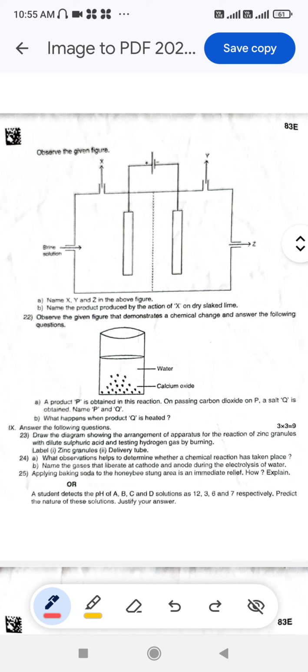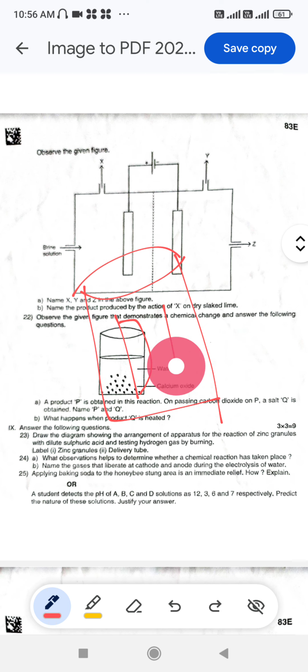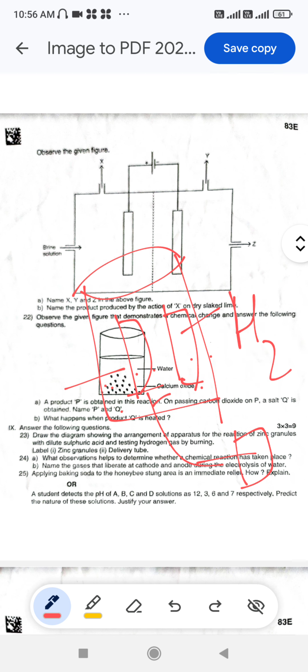Okay, next, 24th B question: name the gas that is liberated at the cathode and anode during electrolysis of water. Here you have to draw a simple diagram also. There is a small mug, with one electrode here and another electrode there, connected to a battery. When water is added, hydrogen gas is released at one electrode and oxygen gas at the other. At the anode, oxygen is released; at the cathode, hydrogen.